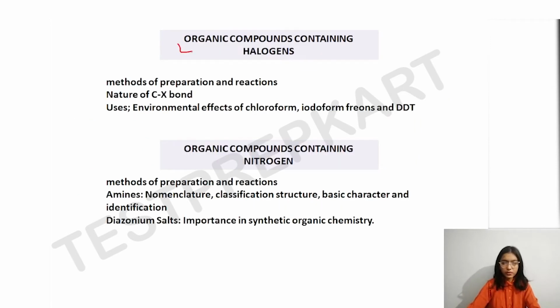Compounds containing halogen, methods of preparation and reactions, nature of the C-X bond, uses, environmental effects of chloroform, iodoform, freons, and DDT. Compounds containing nitrogen, methods of preparation and reactions. In amines, nomenclature, classification, structure, basic character, identification. In diazonium salts, importance in synthetic organic chemistry.